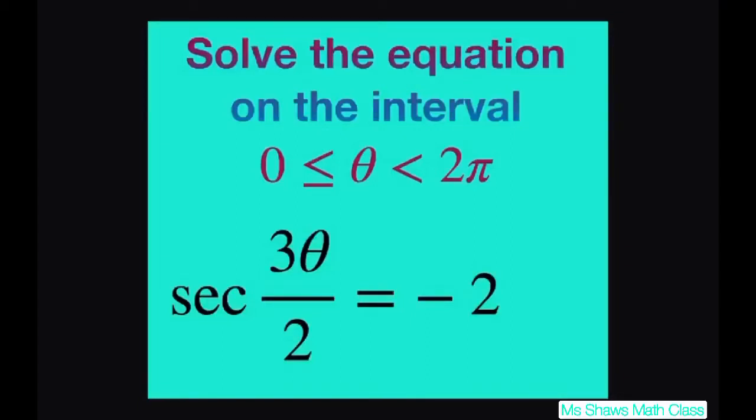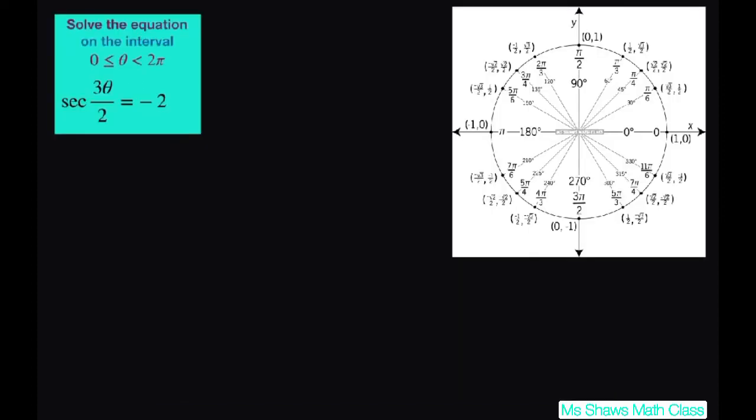One, we're going to solve the equation secant of 3 theta divided by 2 equals -2 over the interval 0 to 2 pi. The first thing I want to do is, secant is harder to remember. So I know that if secant of some alpha equals -2, then cosine of alpha equals -1/2. So that's what I'm going to do.